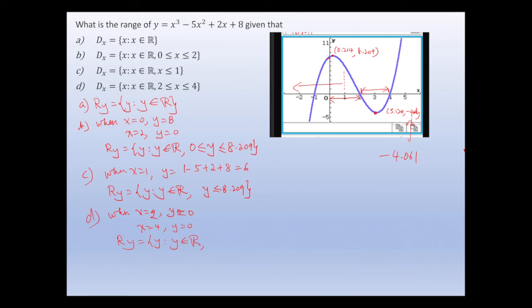Therefore, we know that the range of y is such that y is an element of the real numbers, and y is greater than or equal to -4.061 and less than or equal to 0. So this is how you determine the range of a cubic function. You need to know whether a minimum or maximum occurs within that domain.